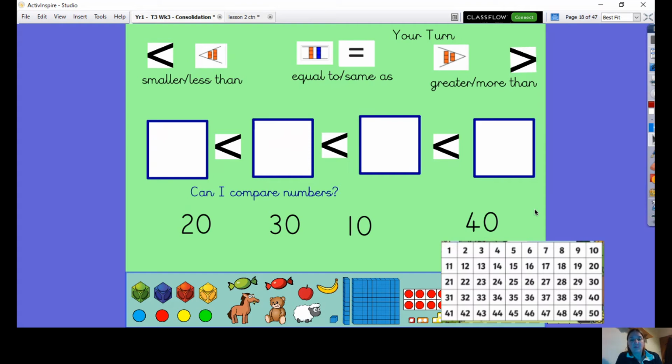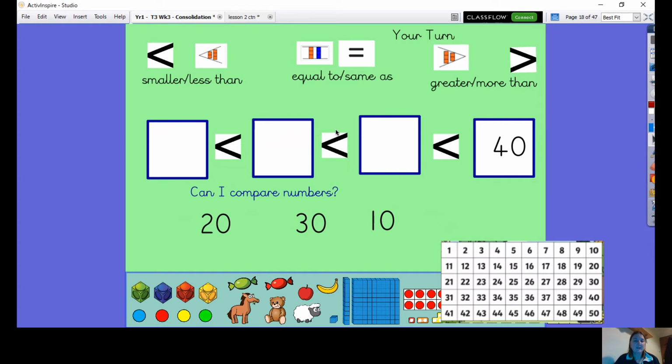Okay, so pause the video here and have a go. Okay, so hopefully you did what I did and you started with the bigger number. So you're thinking to yourself that 40 is the biggest number. So 40 is not going to be smaller than any of these numbers. So we know that 40 has got to be at that end there. So then thinking about the numbers that we've got left, my next number is 30, because if I put 30 there, 30 is not smaller than 20 or 10. So we know that that's got to go there.